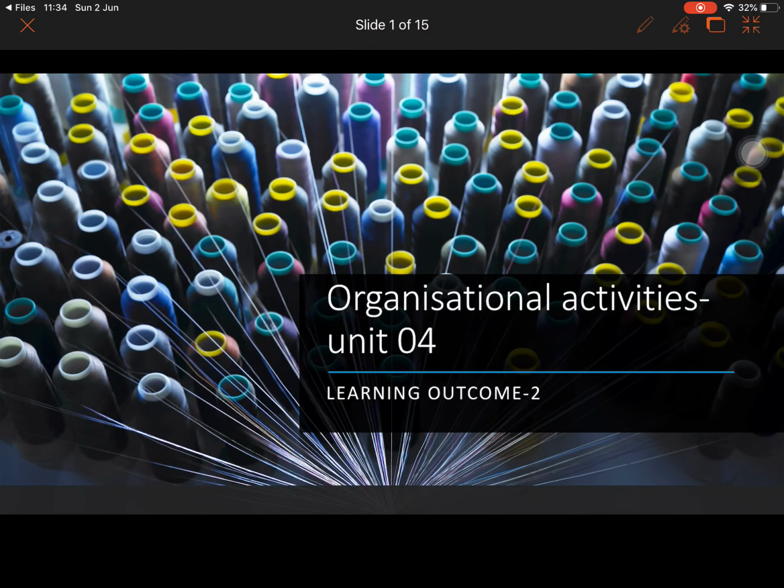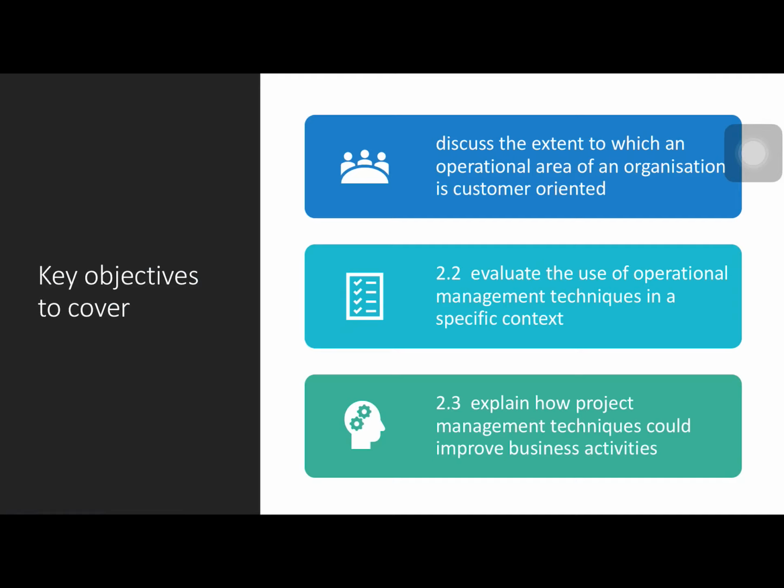This is Organizational Activities, unit number 4, and we intend to cover learning outcome 2. Learning outcome 2 has three assessment criteria: 2.1, 2.2, 2.3. We discuss the operational areas of an organization. We need to know what these operational areas of an organization are and how to create customer orientation through operational areas. Then we are going to evaluate existing operational management techniques.